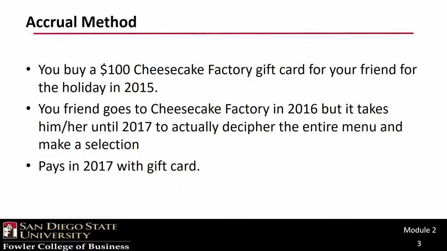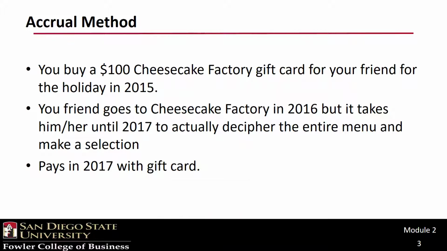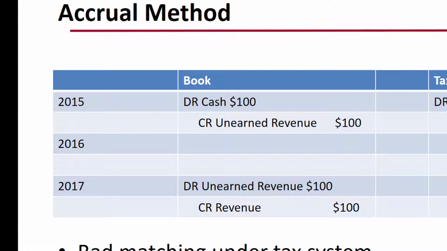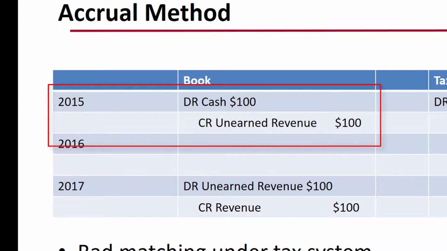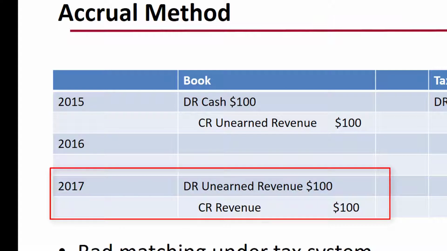Let's read an example about one of my favorite restaurants. In summary, a gift card is bought in 2015 and redeemed in 2017. On the left are the book accounting entries. We record unearned revenue with the receipt of the cash in 2015. Then in 2017, when the card is redeemed, the unearned revenue is converted into revenue.